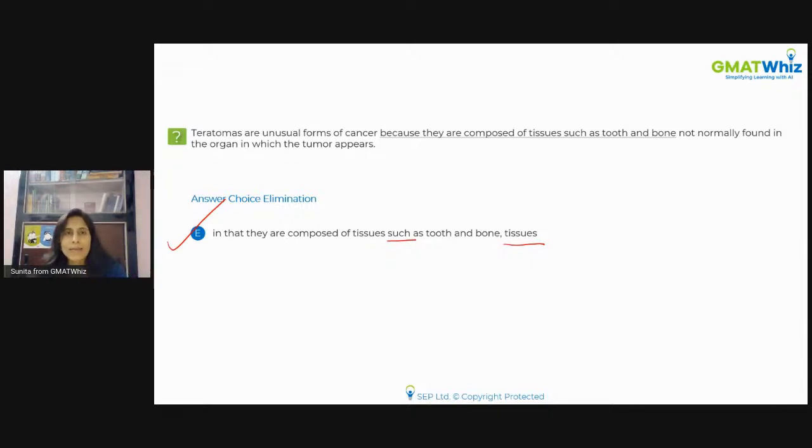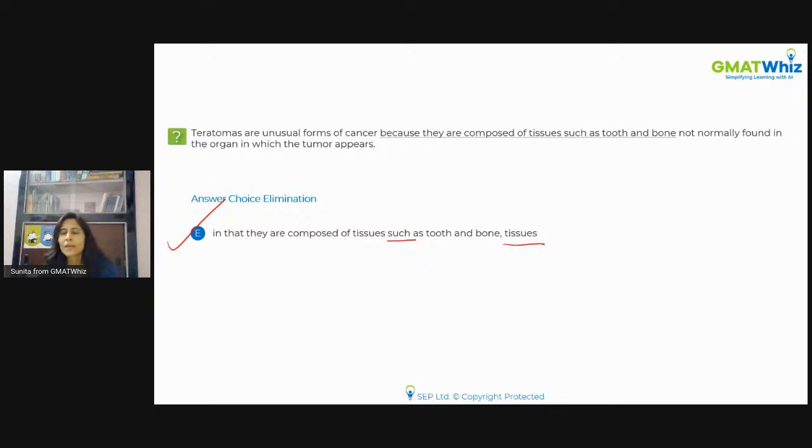All right guys, any questions, if you have. Ruchita is asking how to choose between "because" and "in that". Ruchita, you won't be called upon to differentiate between because and in that only, because they both imply the same thing. There's no difference between them. "In that" is a phrasal adverb, and "because" is a single-word adverb. Both modify verbs.